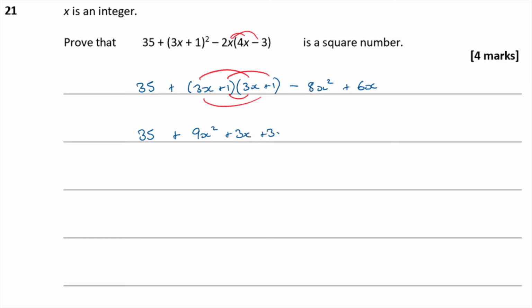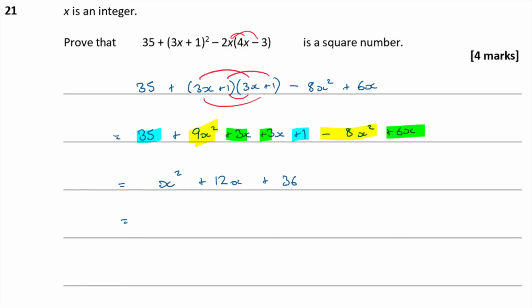1 times 3x is 3x. 1 times 1 is 1, minus 8x squared plus 6x. Okay, so now we can collect like terms, can't we? So I've got 9x squared minus 8x squared, so that's going to give me x squared. Okay, and then I've got 3x, 3x, 6x. That adds up to 12x, isn't it? Plus 12x. And I've got 35 and 1, so that adds up to 36. Okay? Right, so I've got x squared plus 12x plus 36.